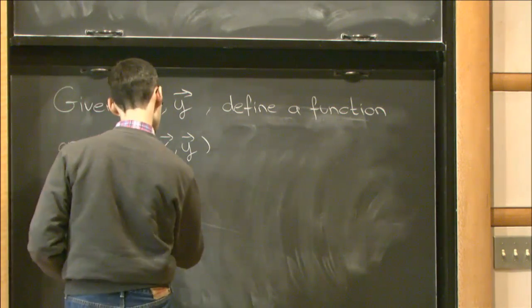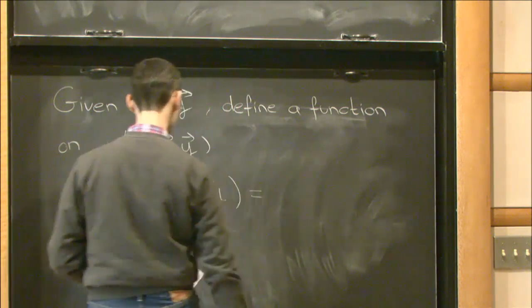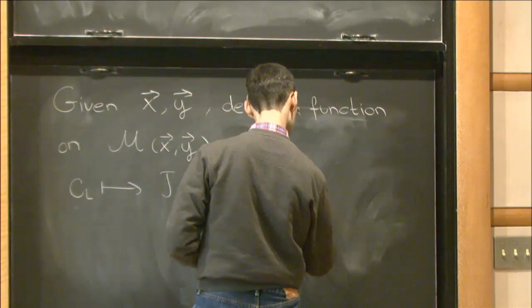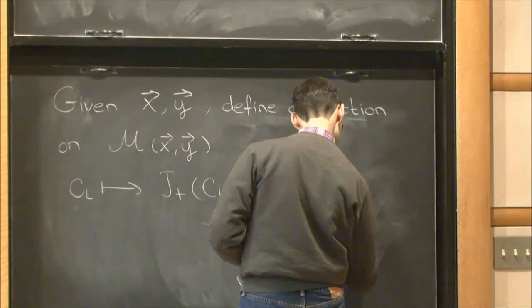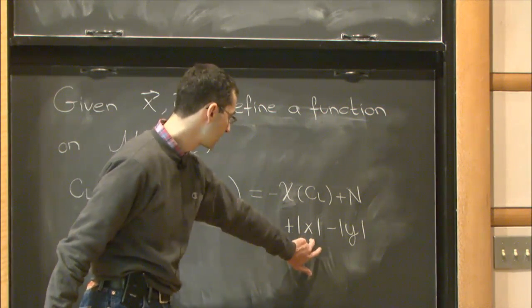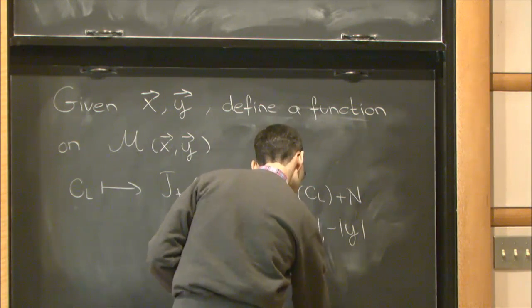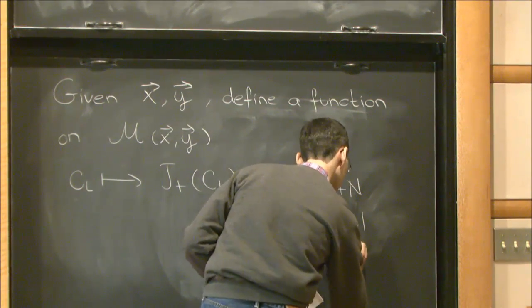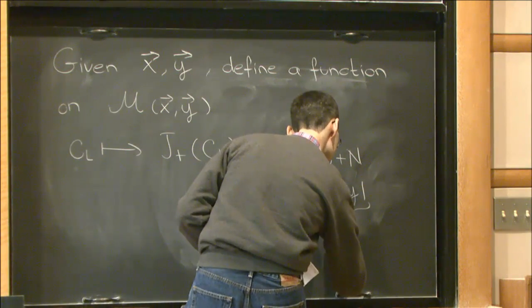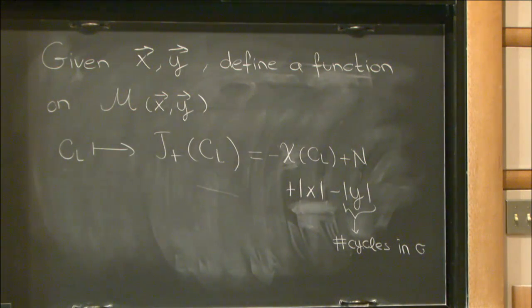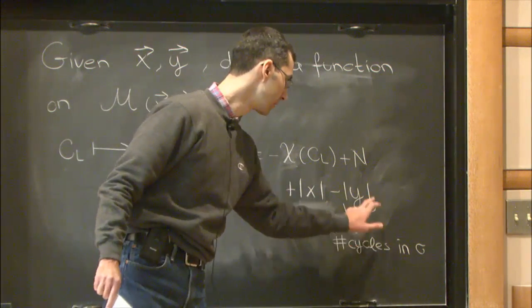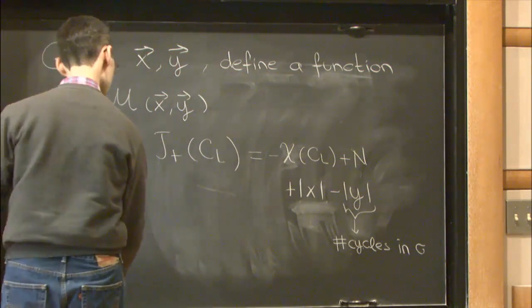And we want to assign to that curve what is called J plus of CL, which will be simply minus the Euler characteristic of CL plus N plus some notation that I will explain in a bit. Okay, so remember, for y and for x as well, this is the number of cycles in sigma. Remember, for each generator of the chain complex, we have an associated element of the symmetric group, and then the number of cycles, including the trivial cycles, will be this number, and similarly for this guy. So this whole quantity is an integer.